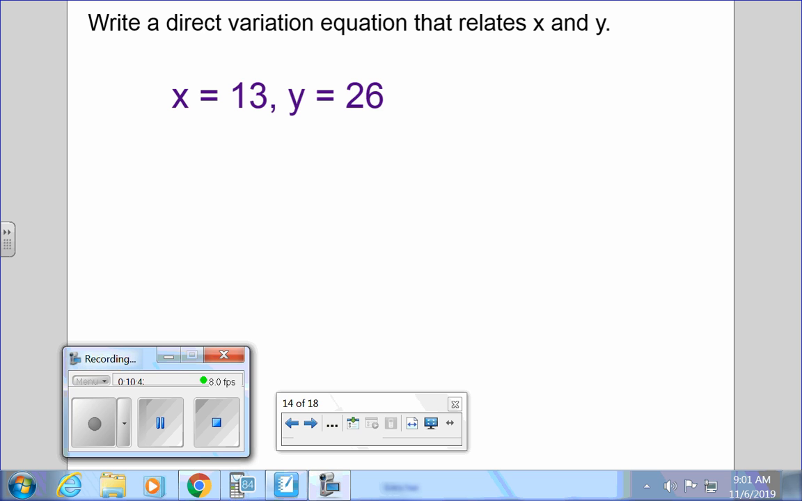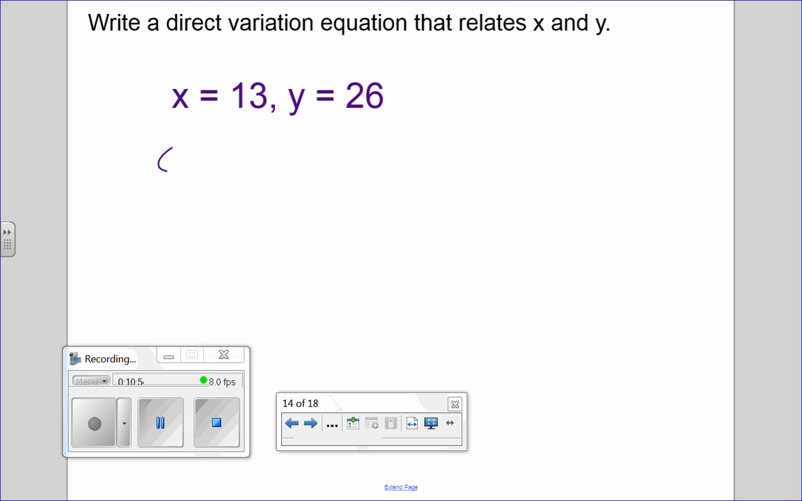Write a direct variation equation that relates x to y. All right. So I was thinking about this. This is basically their way of saying one coordinate on the line is 13, 26. What's another coordinate we know for sure will be on our line if it's direct variation? 0, 0. Very scholarly. If you said 0, 0, very scholarly.